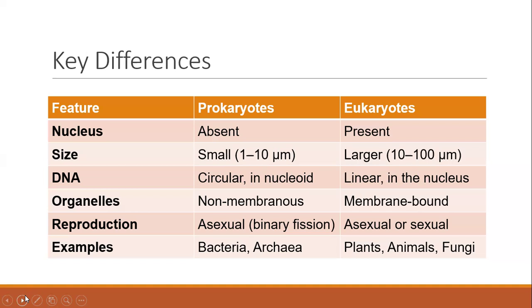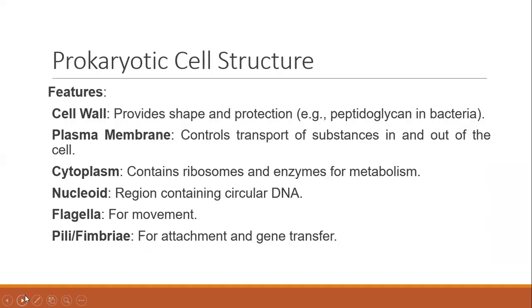In terms of reproduction, prokaryotes reproduce through binary fission, which is an asexual mode of reproduction, while in eukaryotes, reproduction is both asexual and sexual. Examples of prokaryotic organisms include bacteria, while examples of eukaryotic organisms include plants, animals, and fungi.